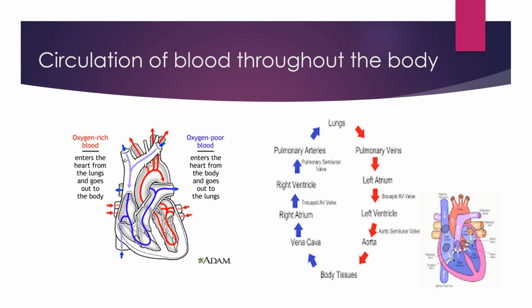The right side of the heart receives blood from all parts of the body through the vena cava. This blood containing less oxygen passes to the lungs for purification through the pulmonary artery. The left side of the heart receives fresh blood from the lungs through the pulmonary vein. This blood is carried by the aorta and other arteries to the different organs of the body.